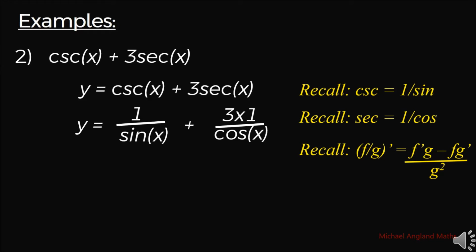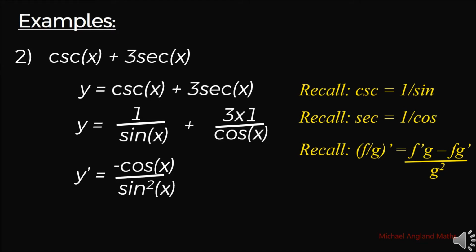f over g dash is equal to f dash g minus f g dash over g squared. So applying this now in the next step, we get y dash is equal to, well, the derivative of 1 is 0, so that's 0 times sine, which is 0, minus 1 times the derivative of sine. So that's minus cos for the numerator over the denominator squared, which is sine squared of x.